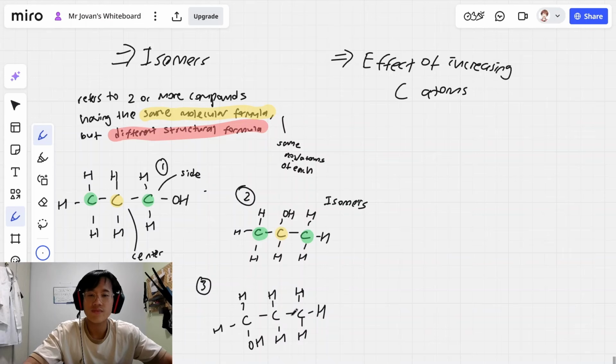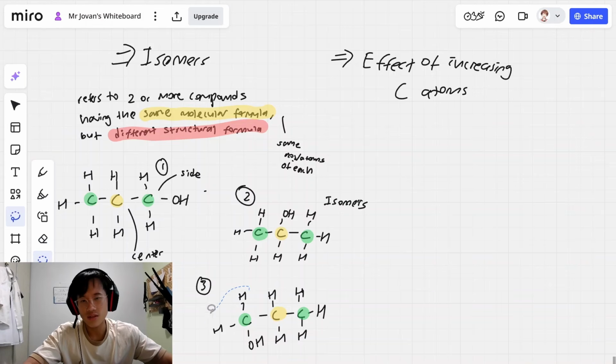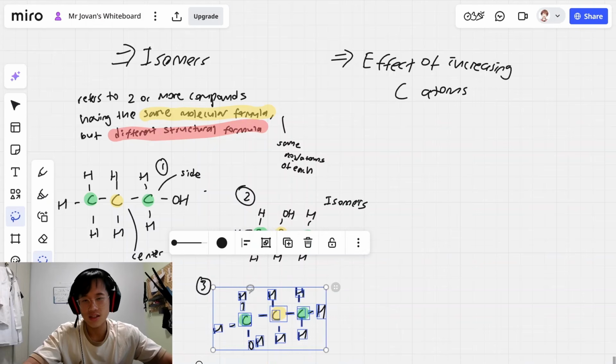Is this an isomer of this? No. Why are they not? They look so different. The OH is suddenly here, the OH is here. They are not the same. I label my center one. This OH is connected to the side one, similar to the first one. But you're telling me, wait, this one's the right and this one's the left? You must know that these things can flip.